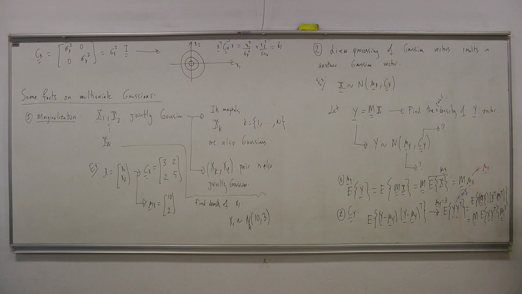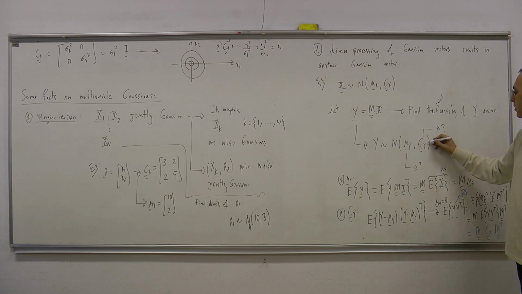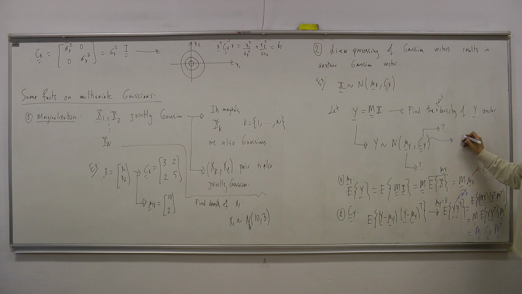This is a matrix. And my final result is M times Rx times M transpose. Or this is Rx, but I can call this Cx also, because I have assumed zero mean. I have assumed all of these mean vectors are zero, so I get this. So how about this one? Cy is then equal to M times Cx times M transpose.